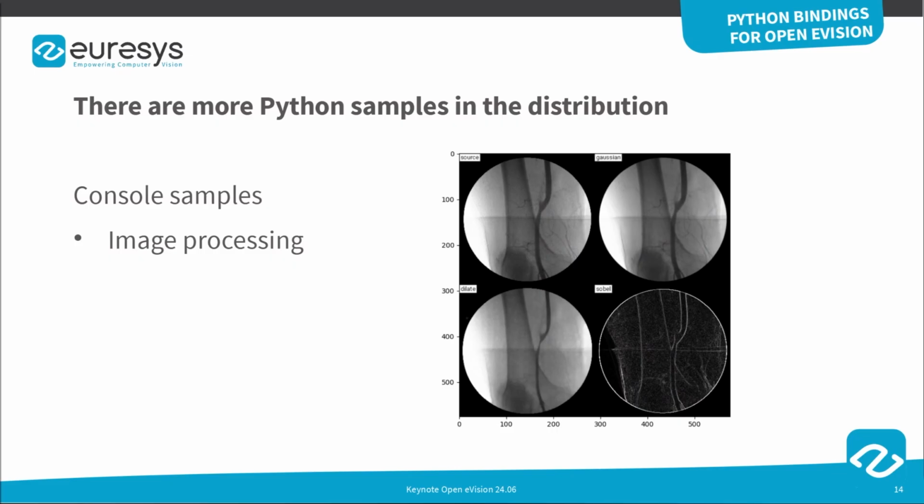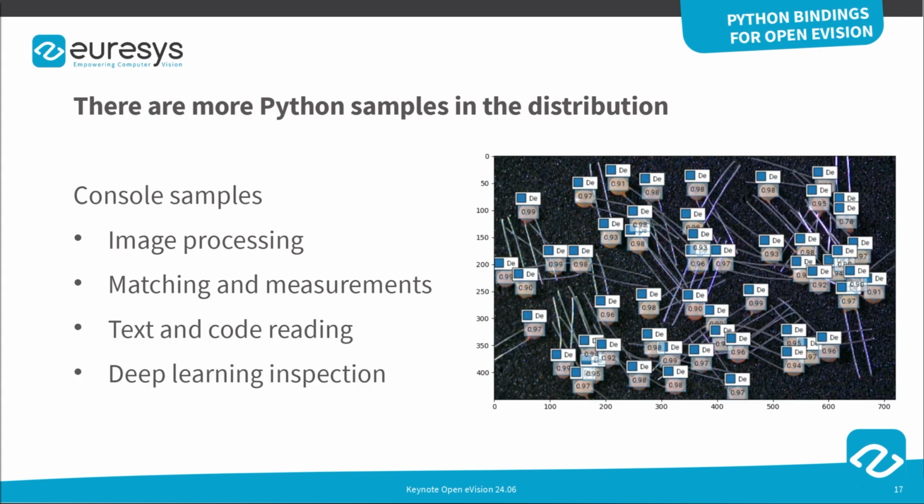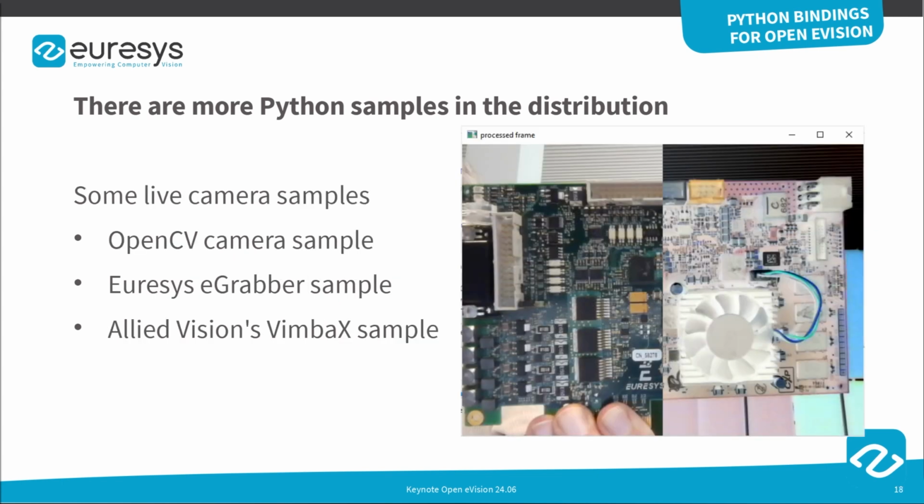But there is more. We have a lot of Python samples in the OpenEvision distribution. Console samples run on the command line interface, like image processing samples, matching and measurement, text and code reading, and also, of course, deep learning inspection. And also, we include some live camera samples in the distribution for OpenCV camera, using eGrabber from Euresys and using Allied Vision Vimba X SDK.